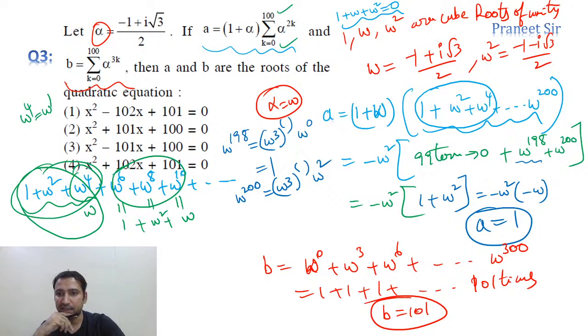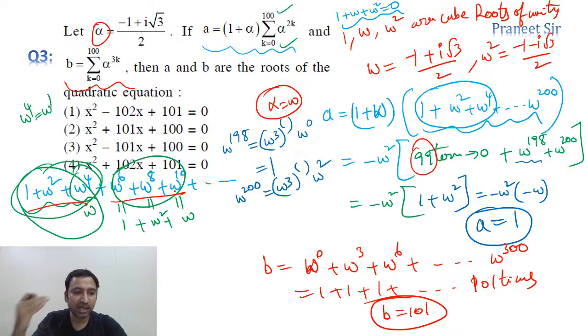Why only 99 terms? Because 99 is a multiple of 3. That's why. The first 3 terms are 0, the next 3 terms are 0. Like that, 33 times it will become 0, 3 plus 3 plus 3 plus 3, 33 times. 99 terms will become 0. Only the last 2 terms are remaining.